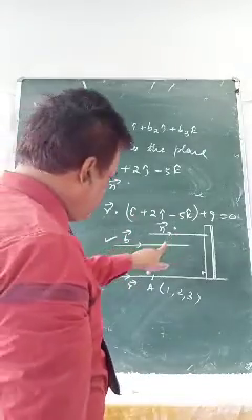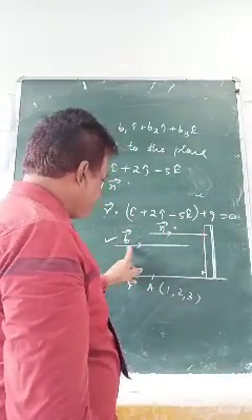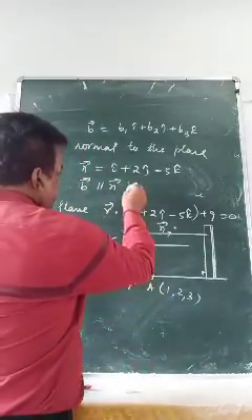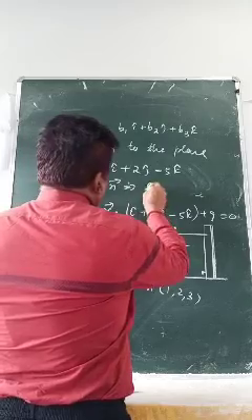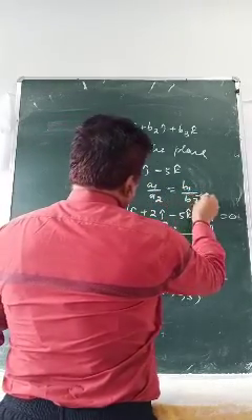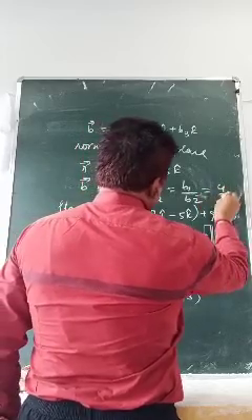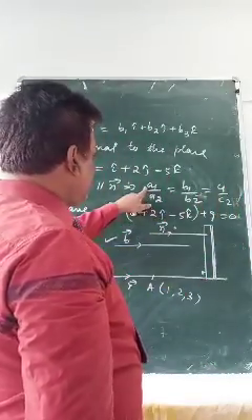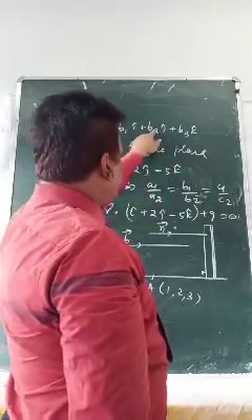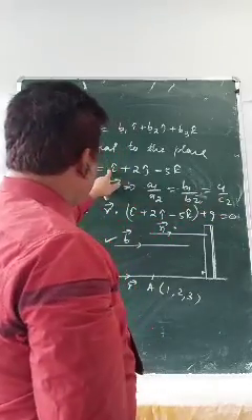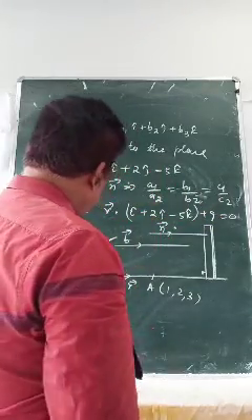This is a line, this is also a line. Normal is a line, b is a line. So when two lines are parallel, what was the formula? If you remember, a1 by a2 equals b1 by b2 equals c1 by c2. That was the formula, but here a1 b1 c1 means b1 b2 b3. What is a2 b2 c2? Now 1, 2, minus 5.